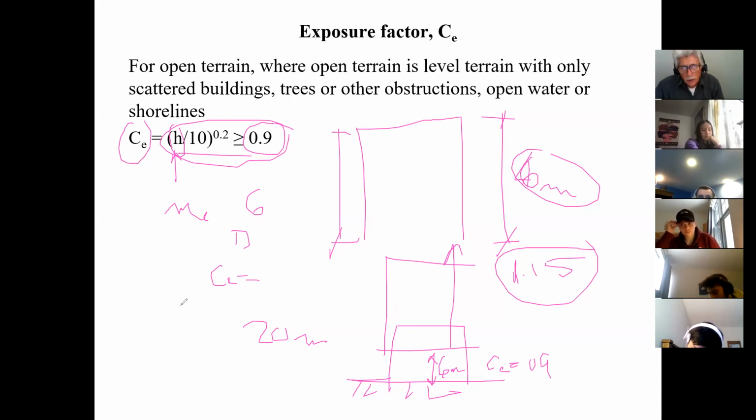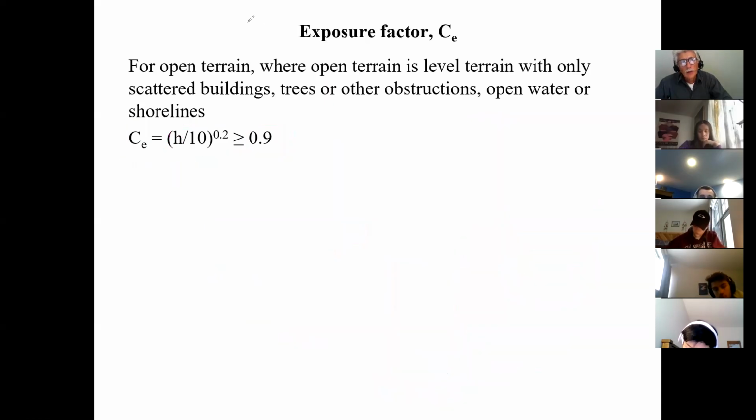Okay, so in other words, what I want to stress here is that from 0 to 6 meters, it is always 0.9, and it only changes if your building happens to be higher than 6 meters. So that's what I want, and this is for open terrain. Keep that in mind.